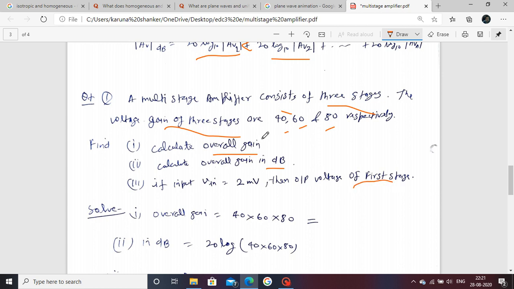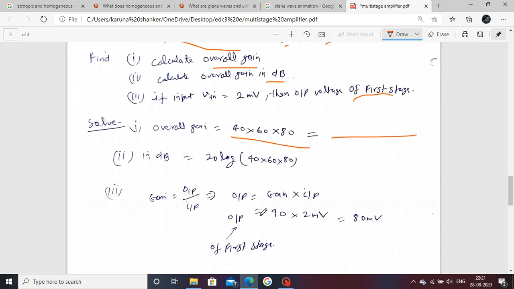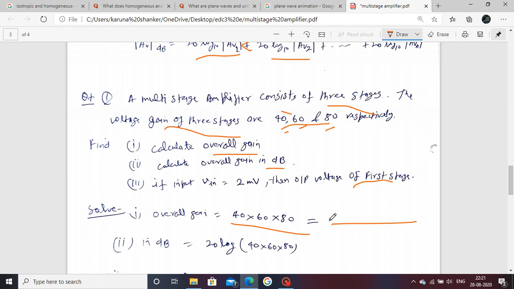Now go to the first calculation. We see here the given voltage gains. The overall gain means multiplying all the stages. Here there are three stages. We multiply them and the value comes out. Next, in dB, you calculate this value. Then we take 20 log, and it comes in dB form.